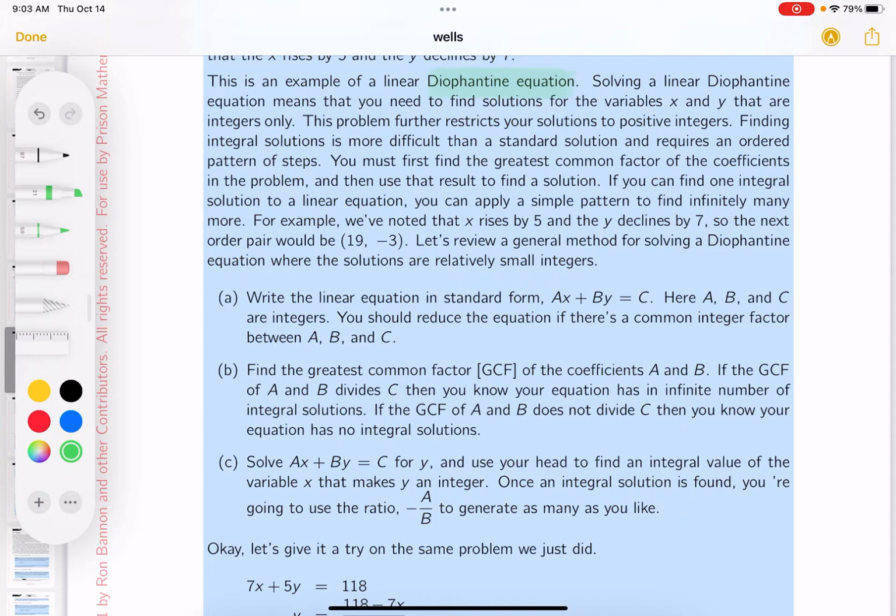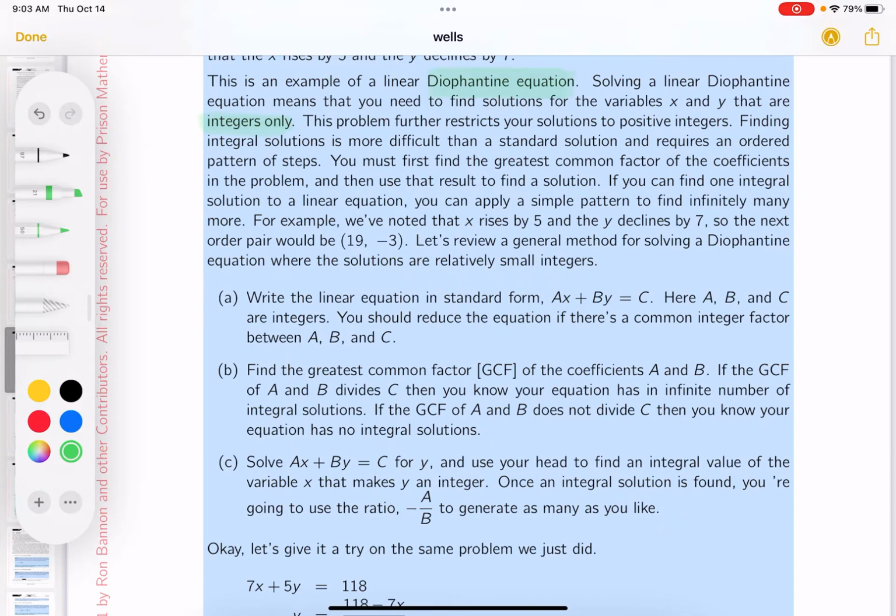So with that in mind, what I'd like to do is just read this through with you. It says solving a linear Diophantine equation means that you need to find solutions for the variables x and y that are integers only. And I've got to tell you, this is where the crux of the matter lies. Finding integer solutions to a problem can be impossible. Now, granted, we're not giving you equations where it's impossible to find integers, but let's keep reading through it.